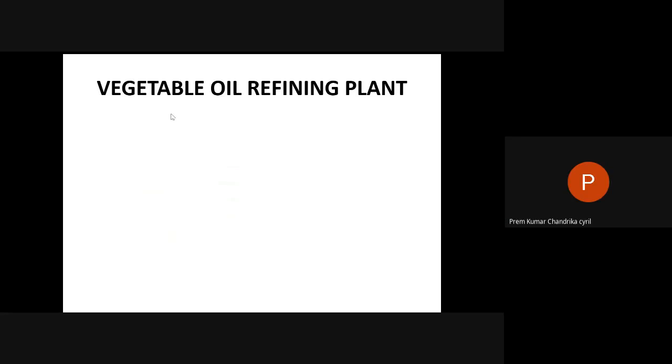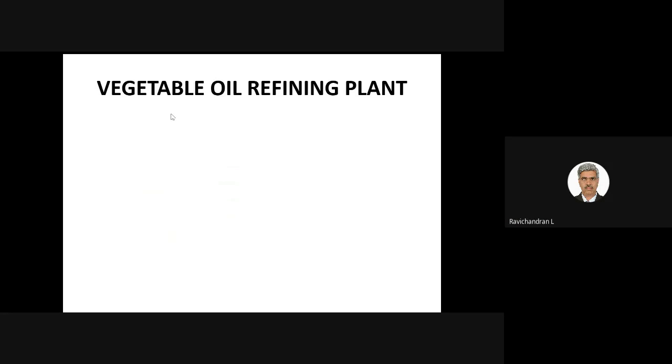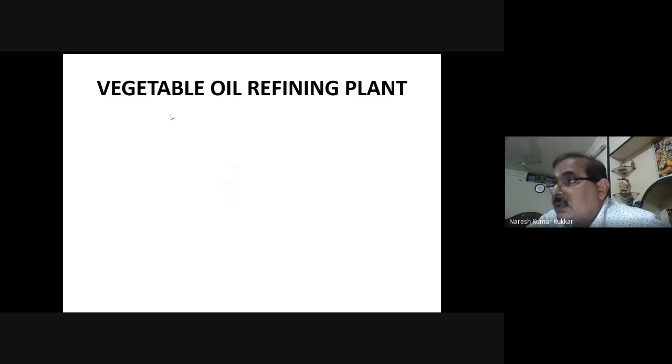Vegetable oil. Yes. Vegetable oil, chemicals for refining. What is the outcome of this? Refined oil, right? Right, refined oil. Ghee, dalda ghee is also there. Right? The normal dalda ghee is the outcome of these vegetable oil refining plants.